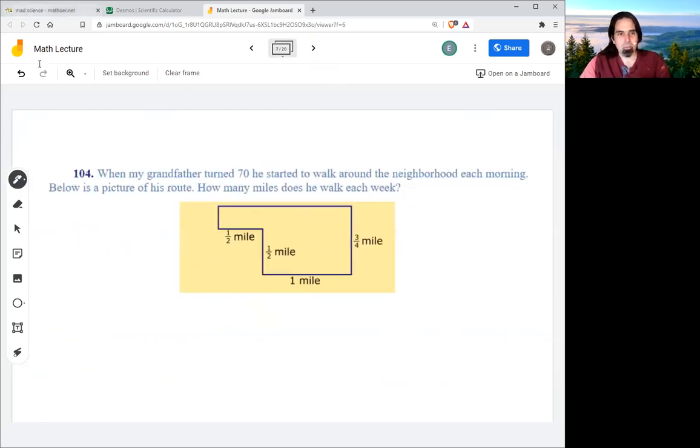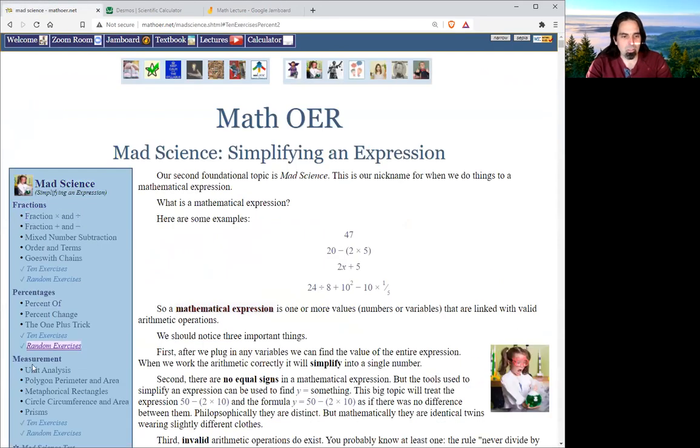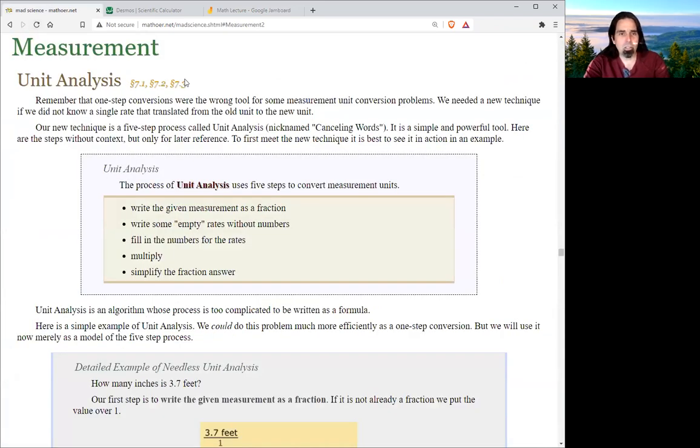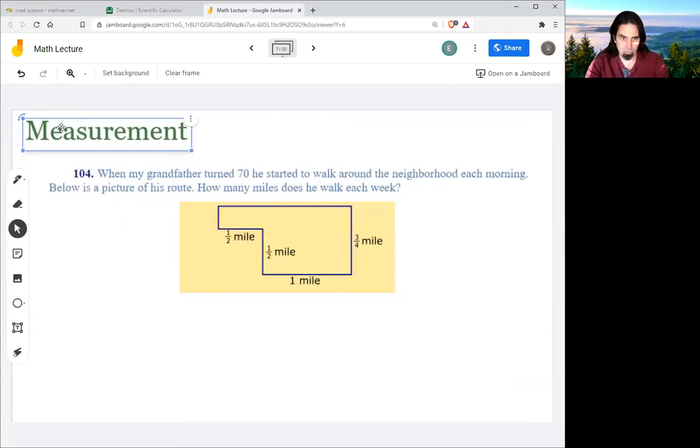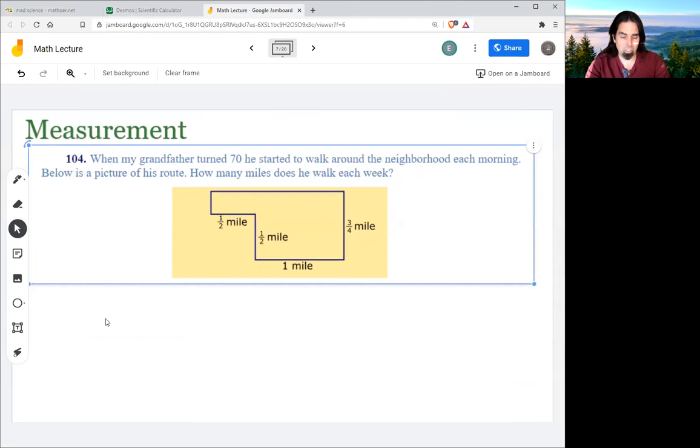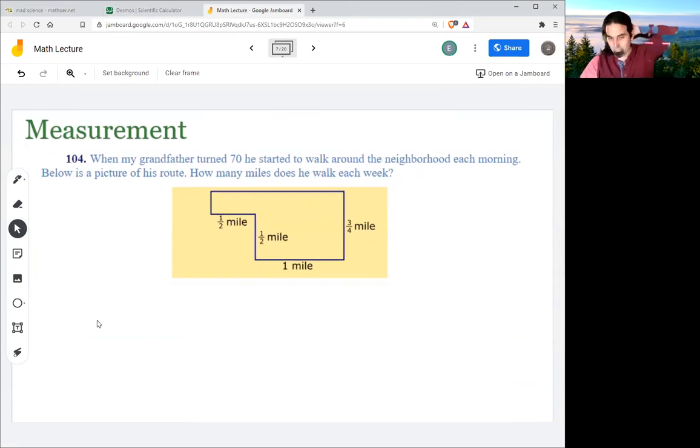Okay, now we are doing measurement. This is a problem that we mentioned last class, but I said this is a good one to make sure you understand. Let's see if you can do this over the weekend. Did anyone actually do this over the weekend? Get an answer?